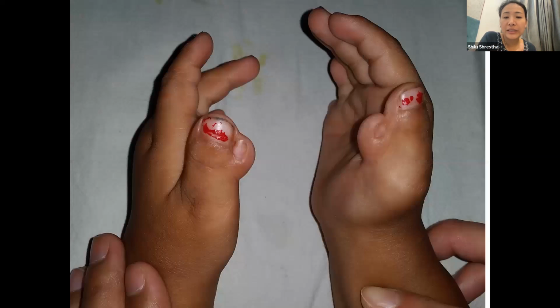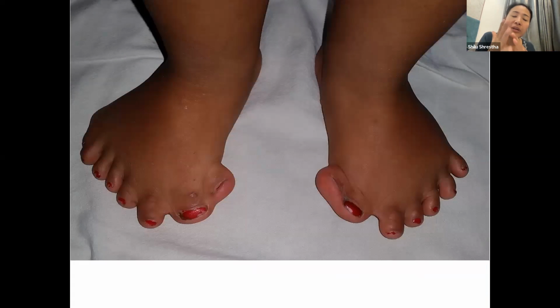So she has polydactyly on both the thumb and also on the radial side, also on the ulnar side, and so her problem was more on the feet. I didn't put the pictures for the feet, but I have started doing some resection for the feet so that she can fit in the footwear.